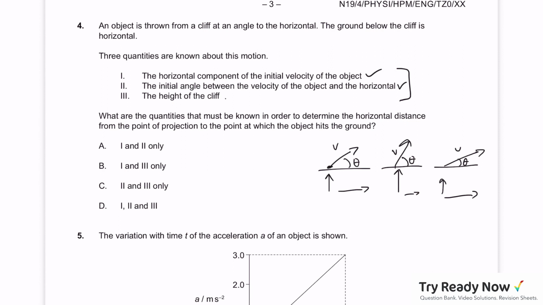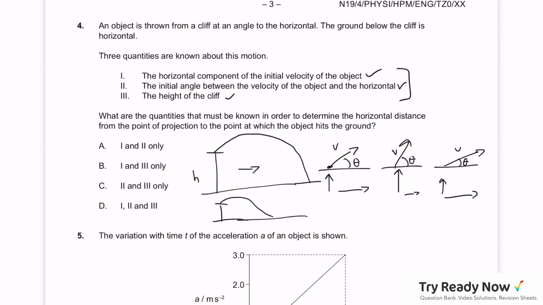And lastly, the height of the cliff matters because, if you can imagine, a higher cliff would mean more time in the air. And when there's more time in the air, there's more time for the ball to travel. Given that horizontal velocity is constant throughout this entire projectile motion, the higher the cliff, the more distance it will travel. Therefore, we need all 3 components to determine the horizontal distance. And therefore, for question 4, we would select option D.